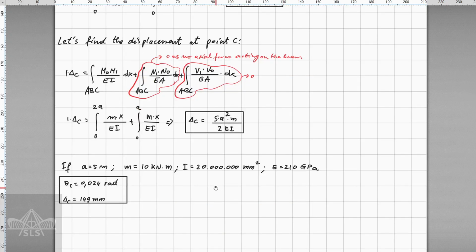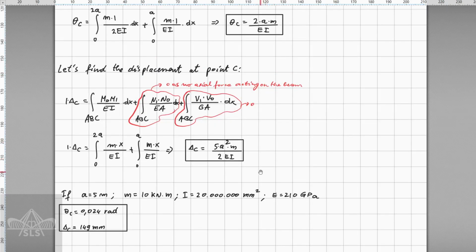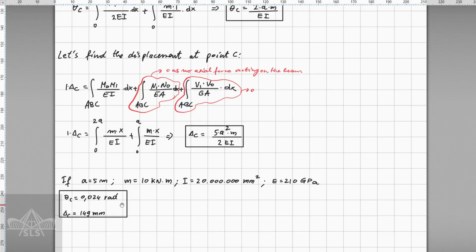Next, let's assume some values for a, the bending moment at the end, and let's assume some values for I and E in order for us to have some values which we can compare with the software and make sure that what we calculated by hand is correct. If we put these values into the parametric expressions which we found, we are going to obtain that the rotation at point C is going to be 0.024 radians, and the displacement at point C is going to be 149 millimeters.